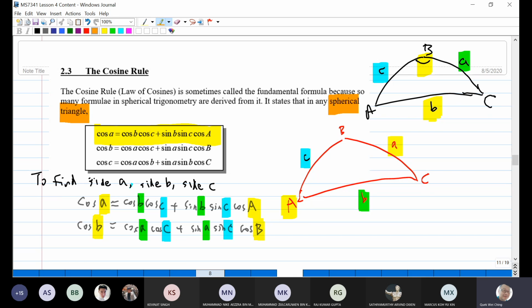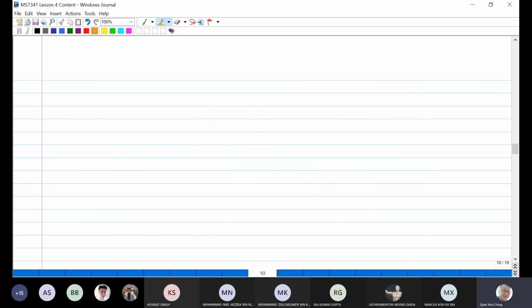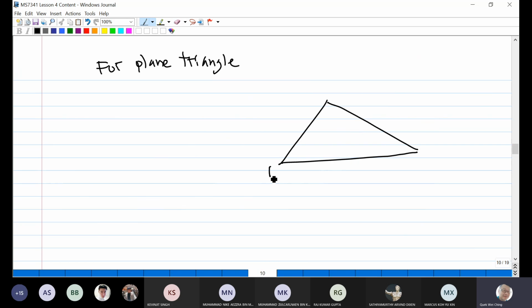Okay, so we have the sine law for spherical triangle and plane triangle. Remember the sine law for plane triangle? Maybe I will try to highlight it to you. Suppose you recall a plane triangle ABC now, with A, B, C, and then this side B, this side A, this side C here.